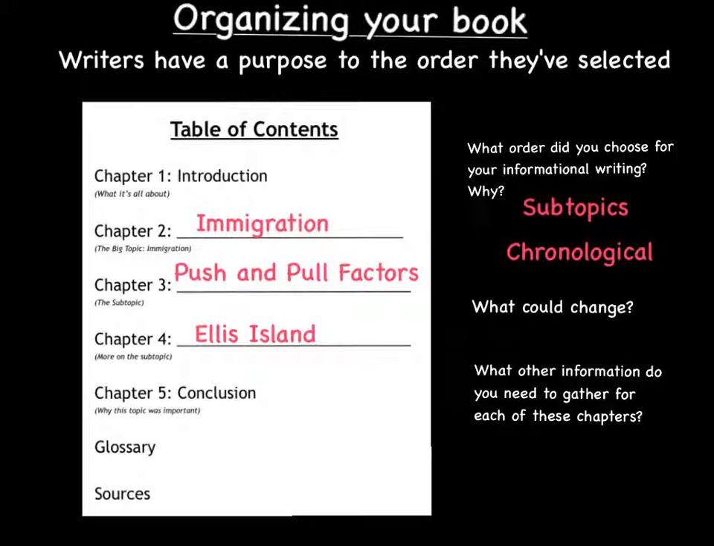So writers, for the rest of writing time today, you're going to work on planning out the order of your table of contents, making sure that you include everything you need to include and that you have a purpose to the order, thinking of whether you want to order by subtopics or chronologically. Also, if you are somebody who is thinking you're going to do more than the 2 subtopic chapters, you need to add in an additional chapter on your table of contents, making sure again that you're thinking very purposefully about the order of your chapters.